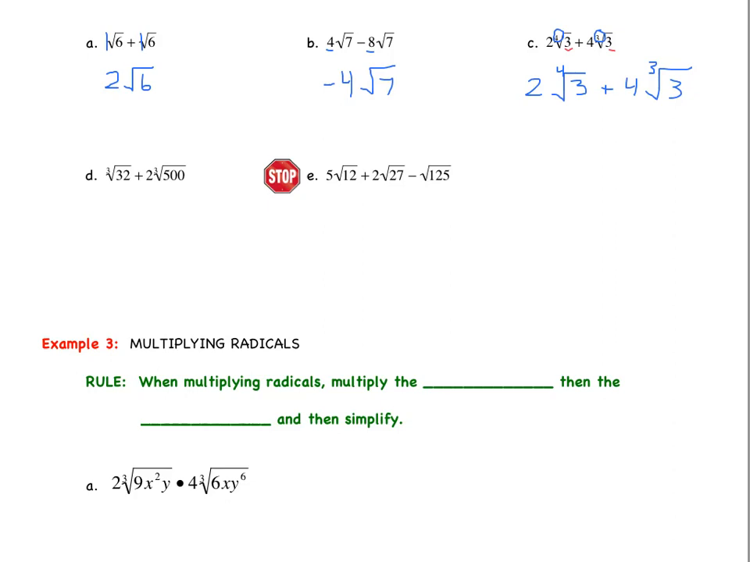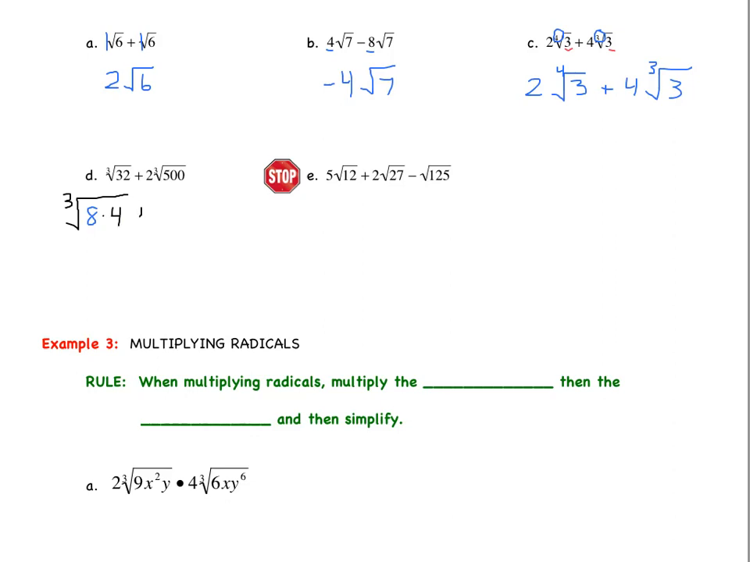So, part D. Now it is the cubed root of 32 plus 2 times the cubed root of 500. And this is where your perfect powers come into play. We need to know the biggest perfect cube that goes into 32. We need to simplify both of these radicals. If you know your perfect powers of 3, you should know that 8 is the biggest perfect cube that goes into 32 evenly, and it's 8 times 4.